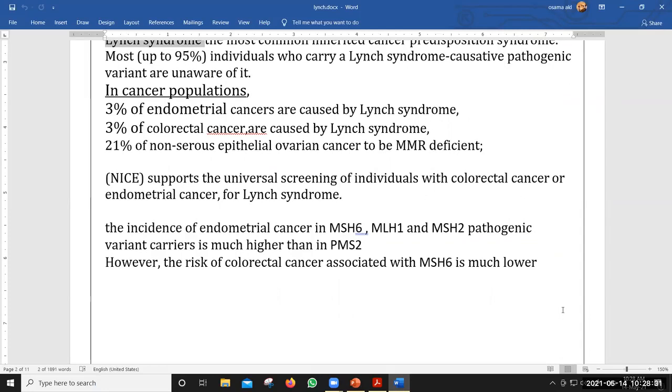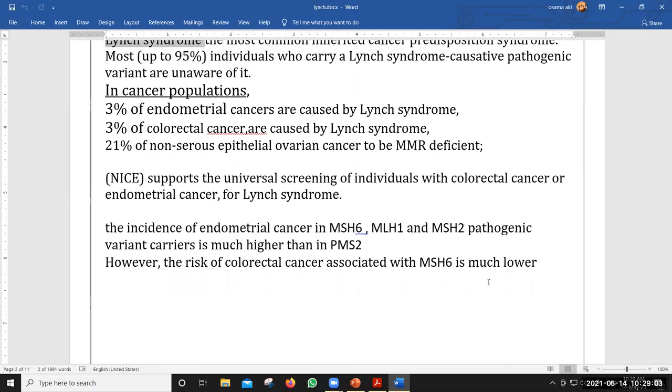If you are in a place with low facilities, you can test if the age is less than 70 years. Why do we test? Why do we want to know if this cancer is related to Lynch or not? Because it will run in families, so we need to protect other members in the family. There are also some tricks in the management and some information in the prognosis. We will know them if this tumor is Lynch related.